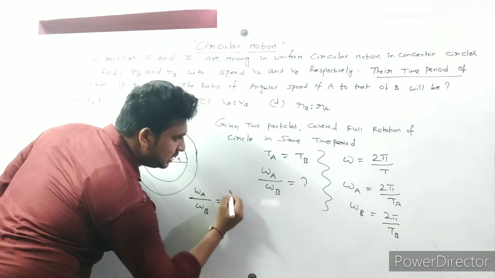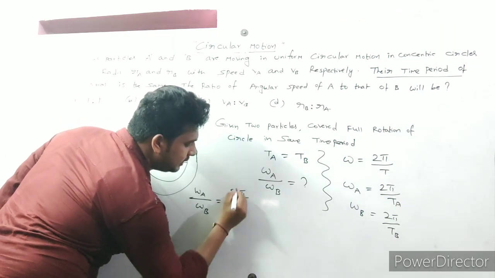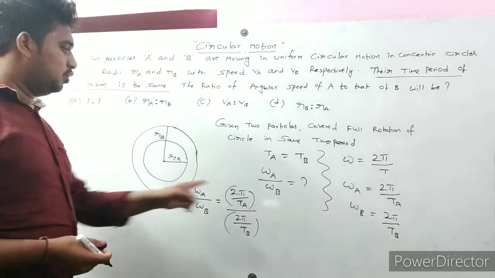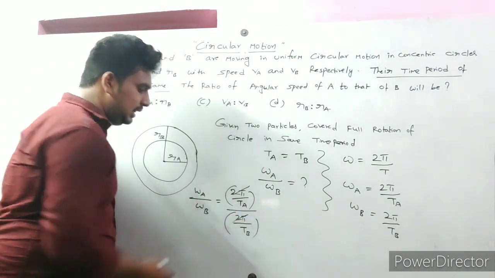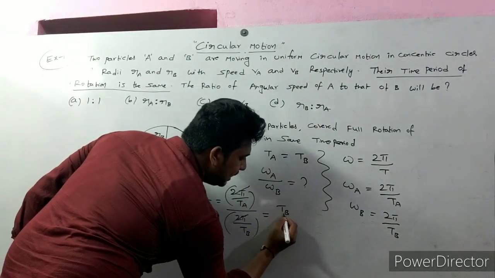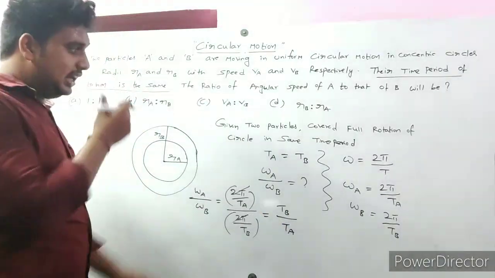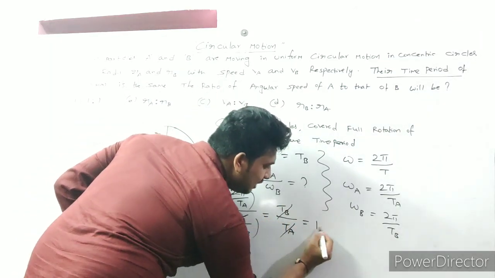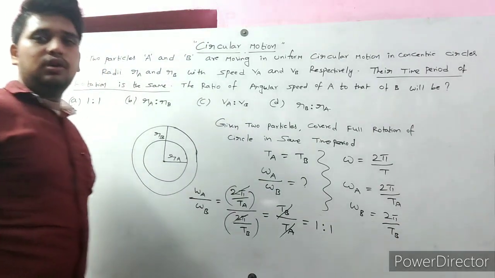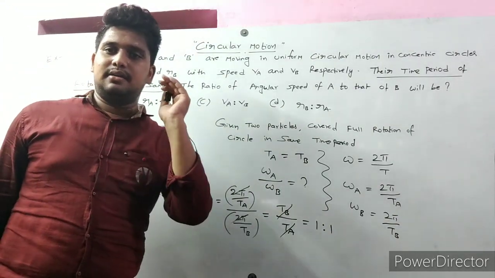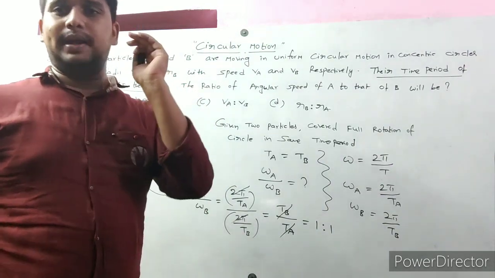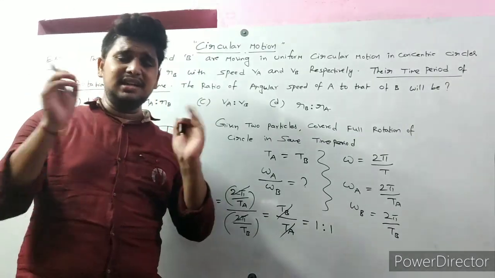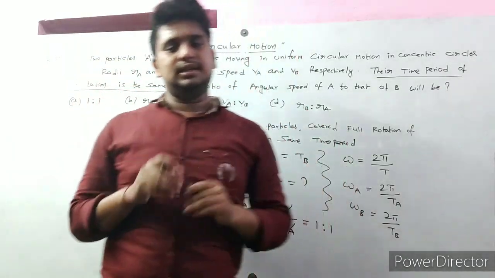So omega A by omega B is equal to (2 pi by TA) by (2 pi by TB). Observe carefully: 2 pi is the same, so both are cancelled. Then TB moves upside, so we get TB by TA. Here we already know TA is equal to TB, so these two are cancelled. So what do we get finally? 1:1. So the ratio of angular velocities of particle A and particle B moving in circular paths is 1:1.